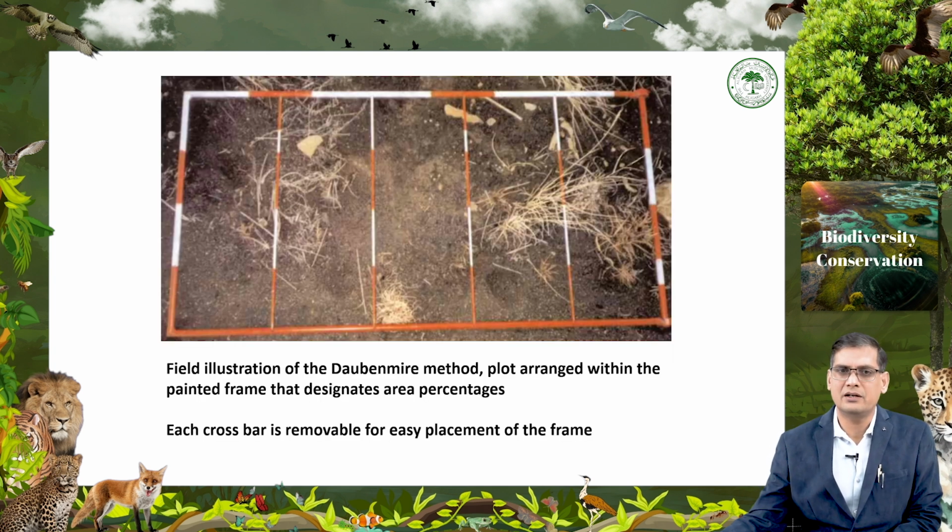This is the field illustration of the Daubenmire method to estimate the cover. Plots are arranged within the painted frame that designate area percentage. Each crossbar is removable for easy placement of the frame on the ground. After placing the frame on the ground, percent ground area covered by different items or vegetation is calculated with the help of this frame.